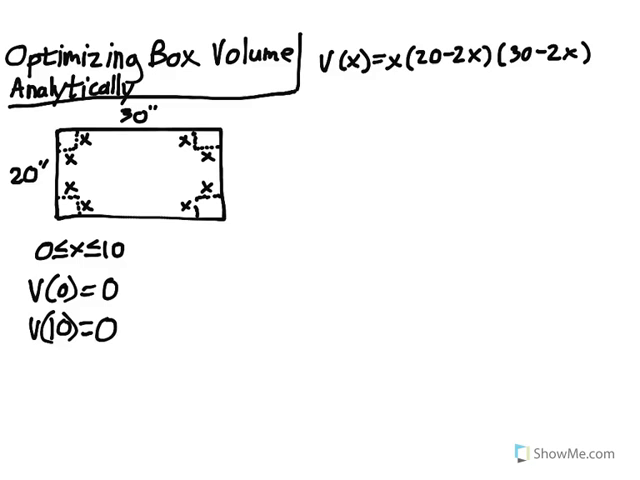And this follows the extreme value theorem in that your extreme values are going to be either at your local minima, local maxima, or they're going to be at your endpoints. So we've ruled out the endpoints. Next thing we need to do is find critical points, and use critical points to find local minima and maxima.